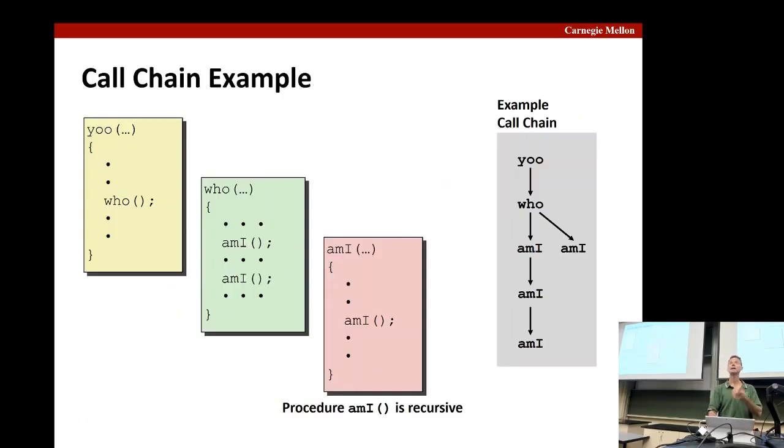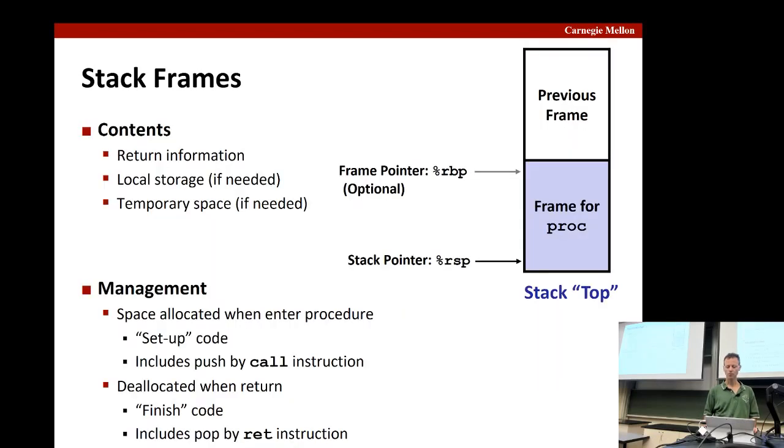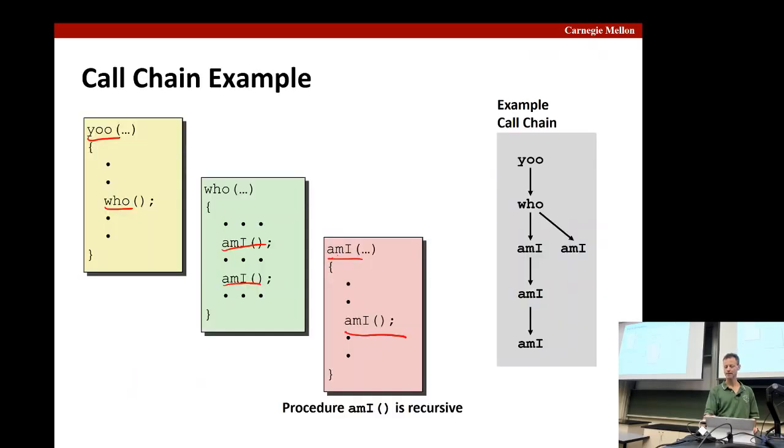Let's suppose we have the following routines. Call chain example: we have a function u that calls who, and who makes two calls of AMI, and AMI is actually recursive. It calls itself. So what's it going to look like? An example might be, u calls who, which calls AMI, recursively calls AMI twice, and then stops, and you come back up and you get the second call of AMI, and then you stop.